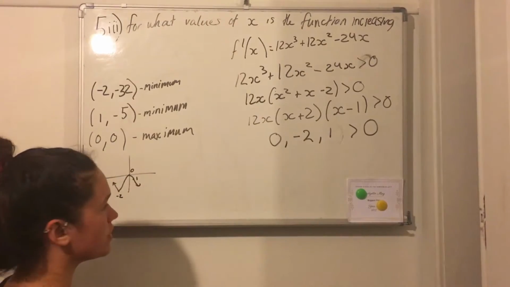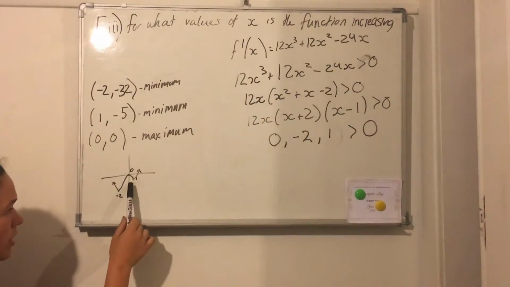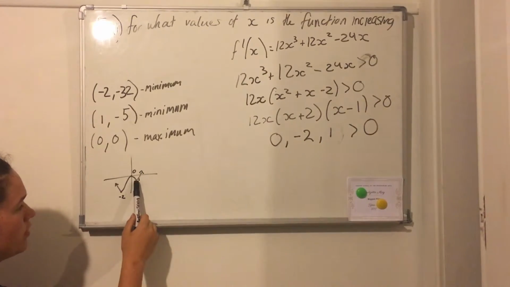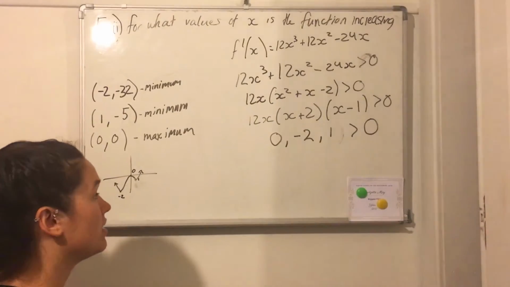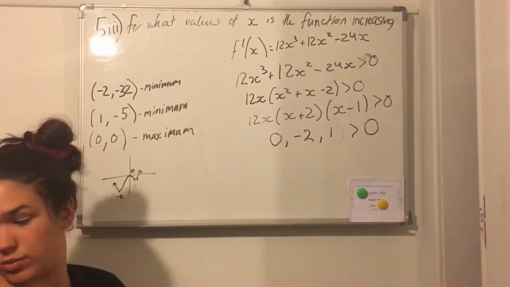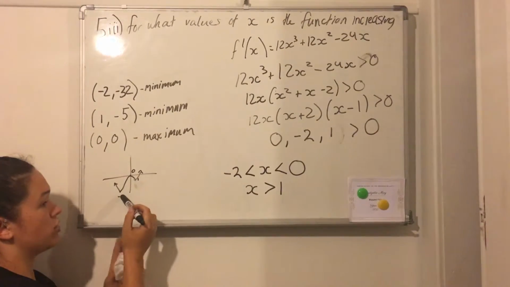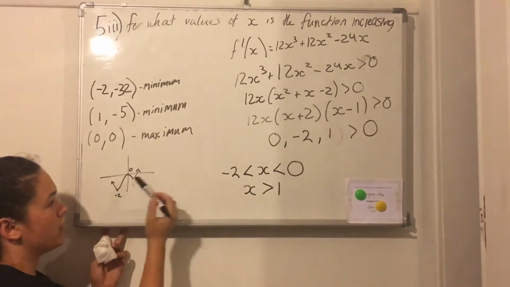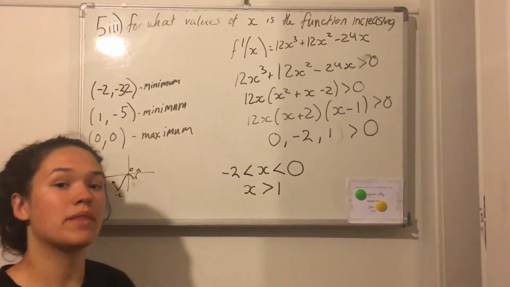Oh my god. Alright, so there's only one problem that I have with these results. And that is because I know from here that when x is greater than 0, from the points from 0 to 1, the function is actually decreasing. So, I'm going to word this like this. When x is greater than negative 2, but less than 0, the function is increasing. And when x is greater than 1, function is increasing. Done.